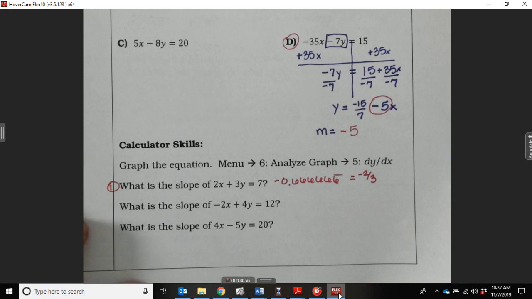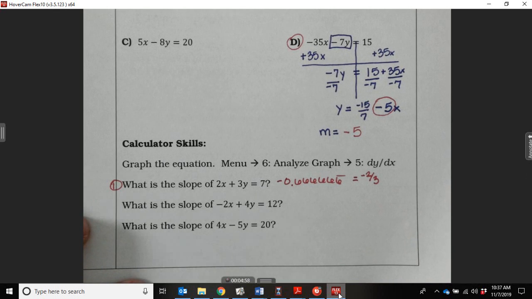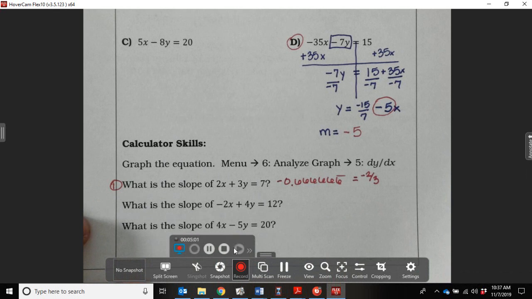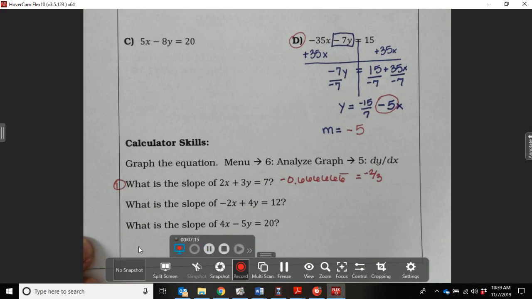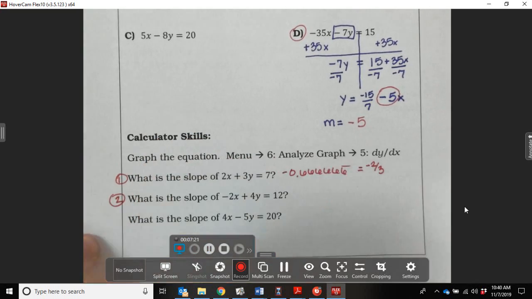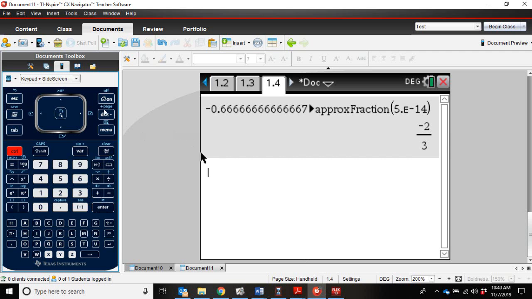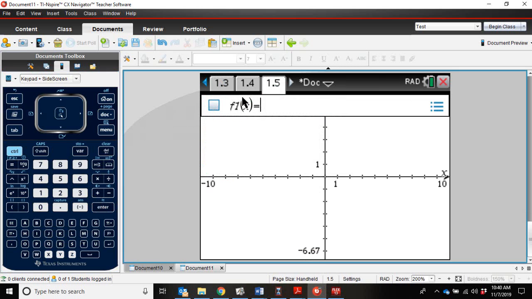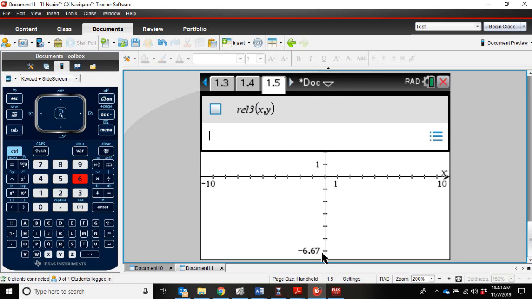Let's do it again. What is the slope of negative 2x plus 4y equals 12? And so we're going to go to our calculator. All right, so we're looking at this second line. Sorry, I had to pause the video, so I don't remember what I last said. But the second one, control doc, add another graph page, delete the equal sign, pick a relation, and we're going to type it in, which is negative 2x plus 4y equals 12.